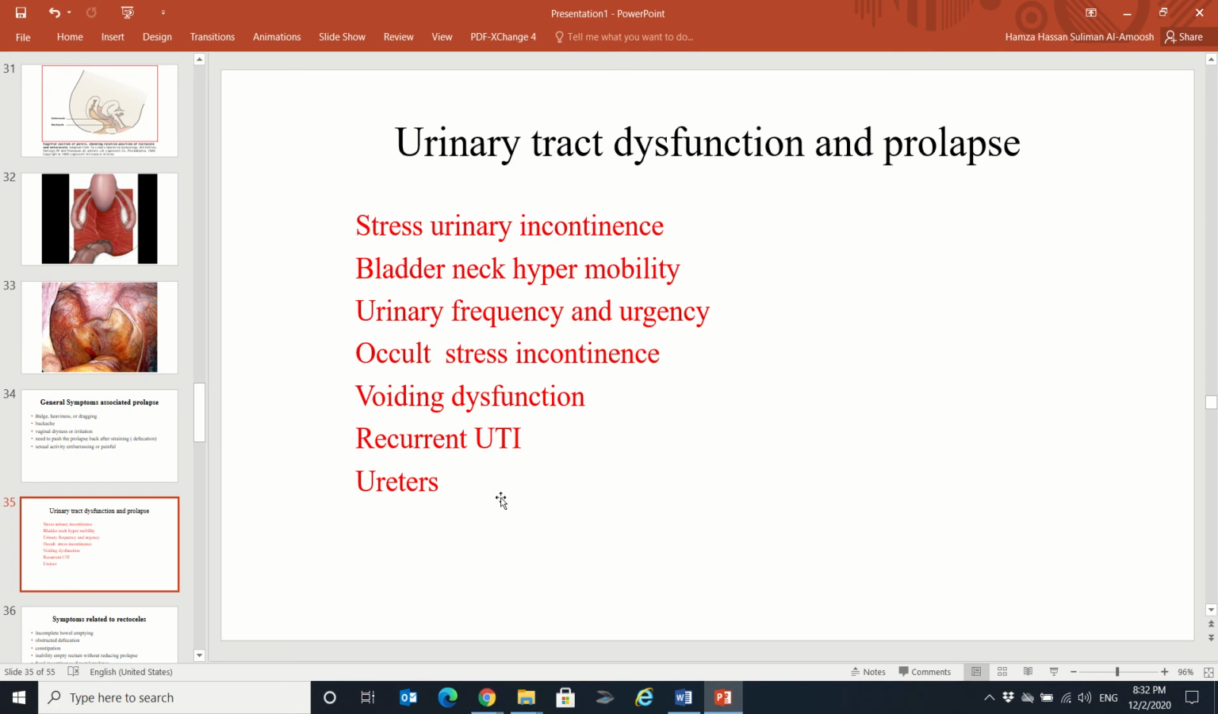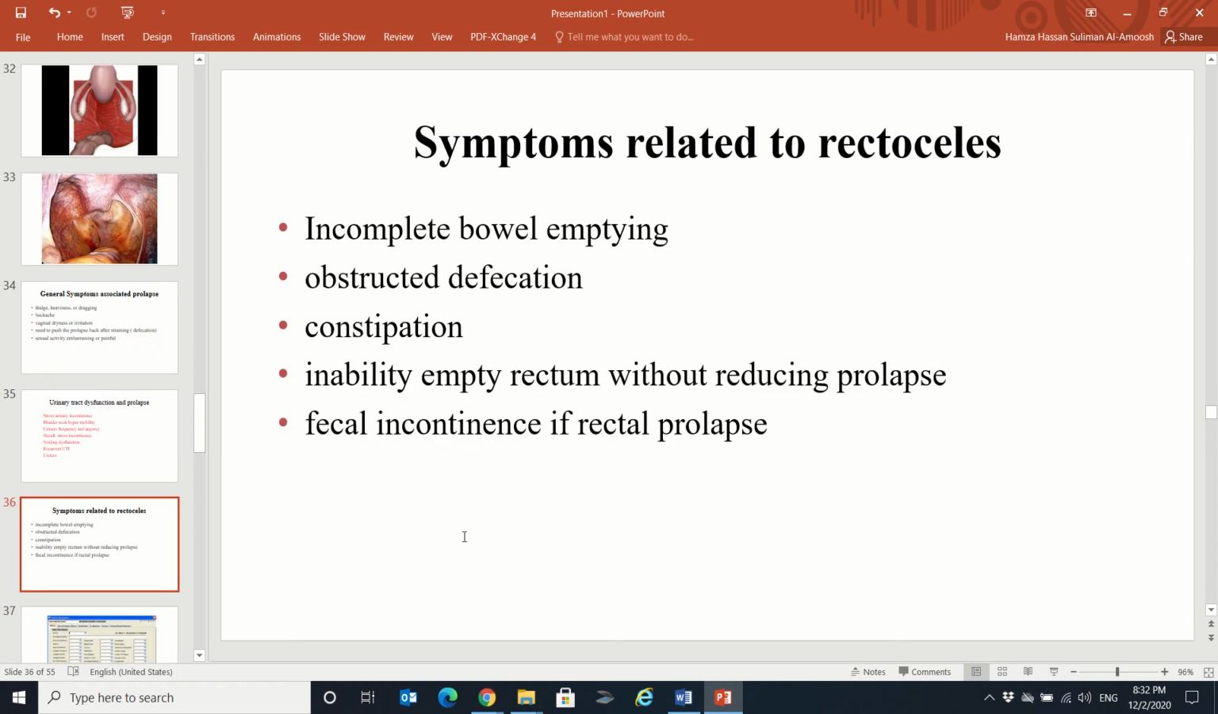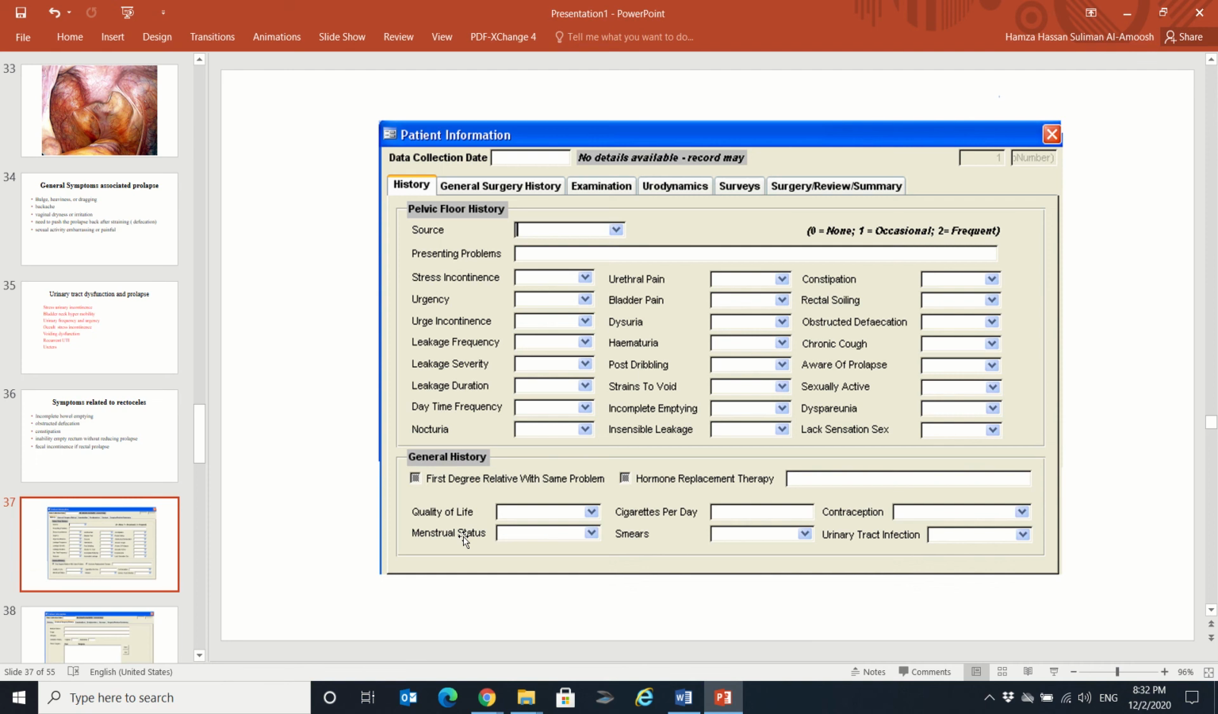Urinary dysfunction, especially when you have anterior wall prolapse or cystocele: stress incontinence, bladder neck hypermobility, frequency, urgency, occult stress incontinence, voiding dysfunction, recurrent UTIs and ureteric obstruction. Symptoms related to rectocele: incomplete bowel emptying, obstructed defecation, constipation, inability to empty the rectum without reducing the prolapse, digitation, and fecal incontinence of rectal prolapse.